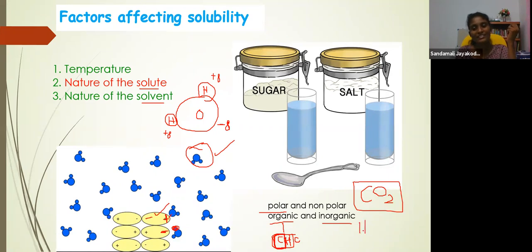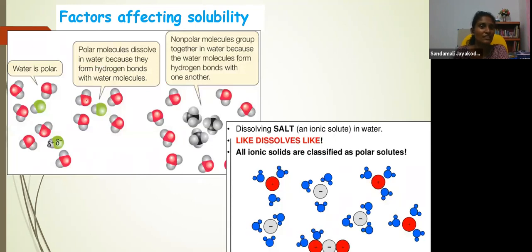And then inorganic. We know that these molecules don't contain carbon: water, some mineral ions, calcium and chloride ions. So calcium chloride, sodium chloride, all are inorganic and polar. So they can easily dissolve in polar inorganic solvents like water. In that way, the nature of the solvent and the nature of the solute affect the solubility. Here there are some other examples again. Water is polar, it is given here. And another molecule.